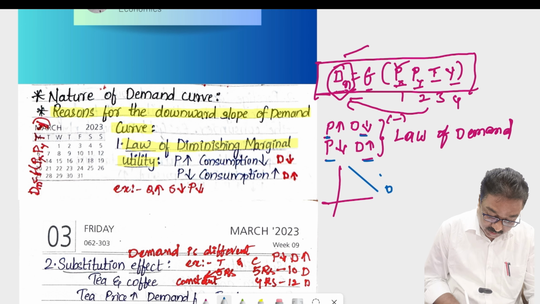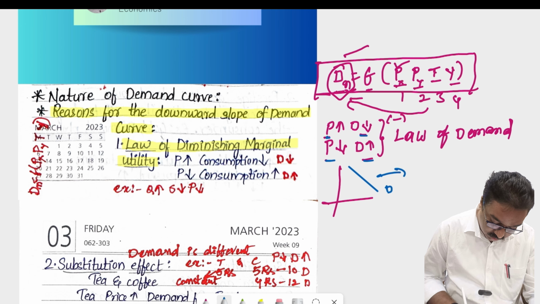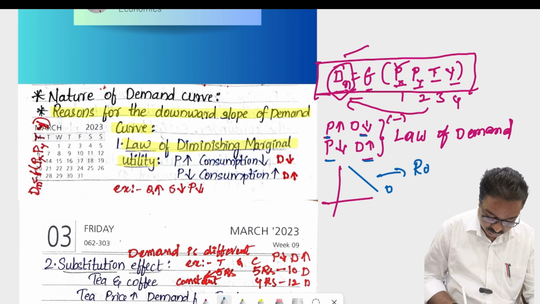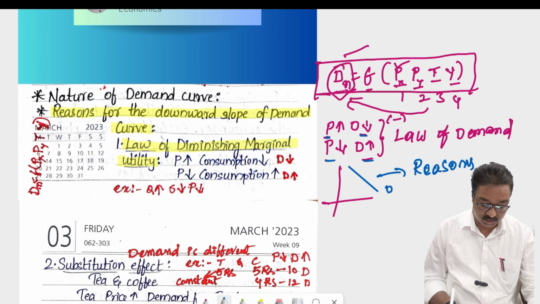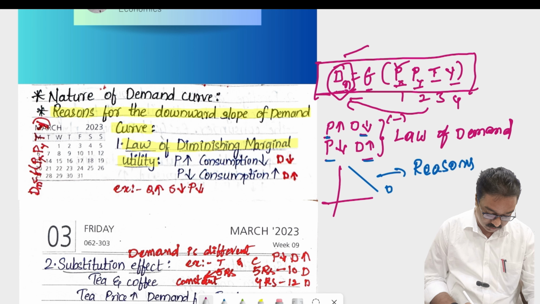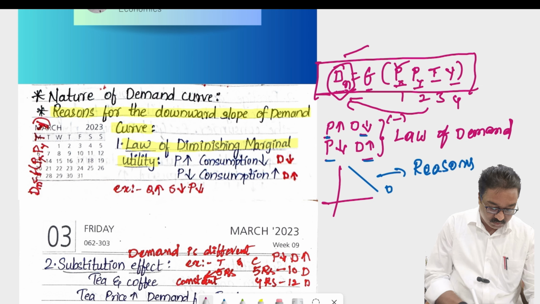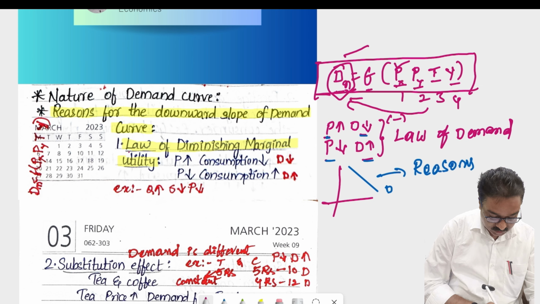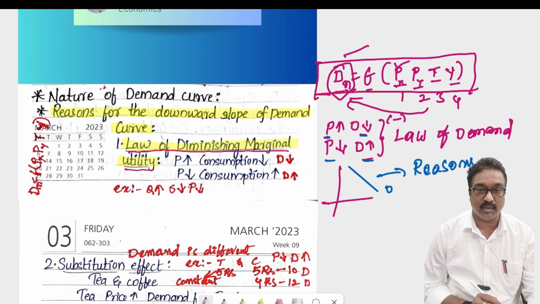So what is the main reason for the downward sloping of the demand curve? Let us discuss those reasons. Simple one. What is the first reason? The law of diminishing marginal utility theory.